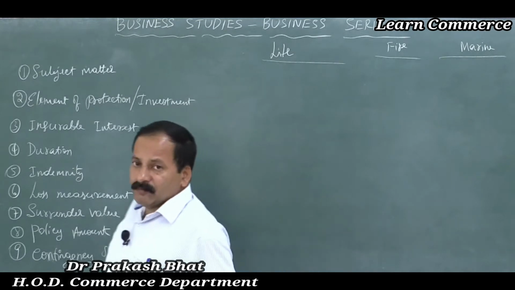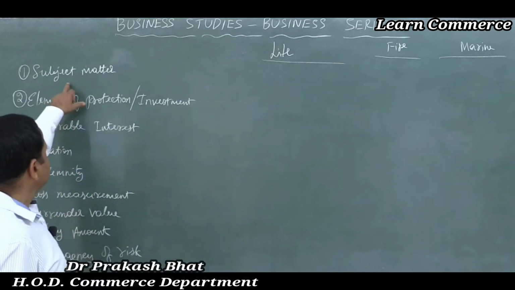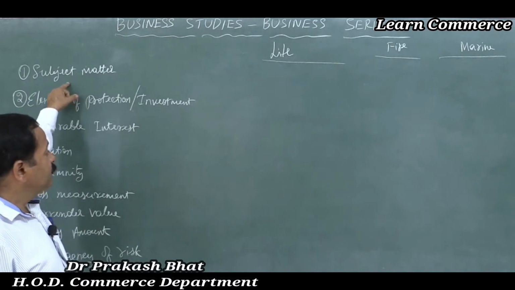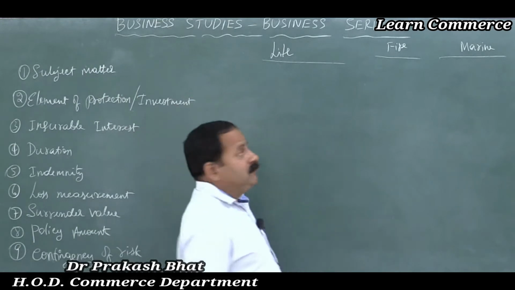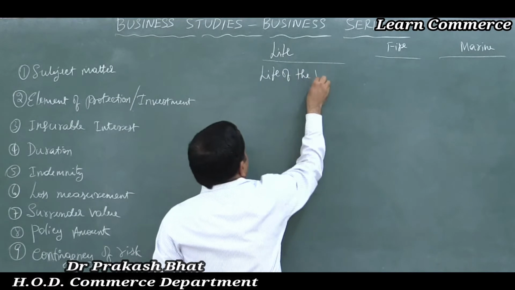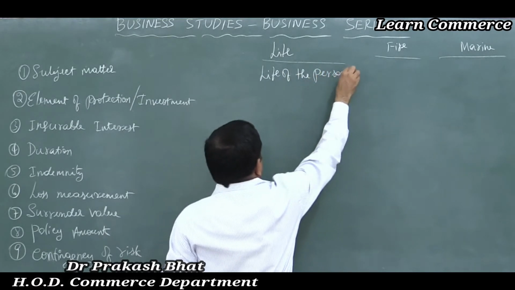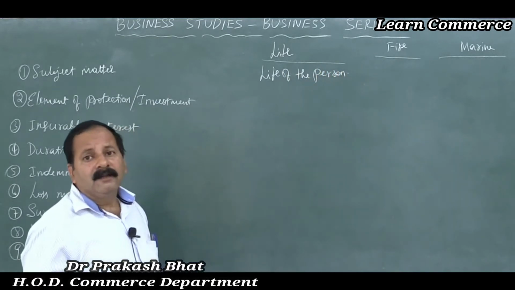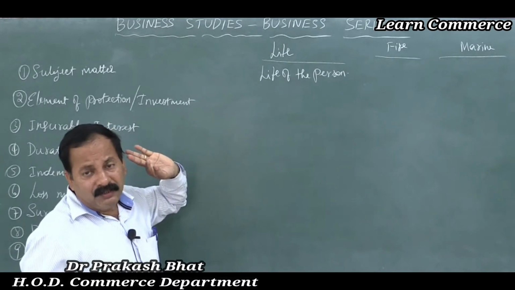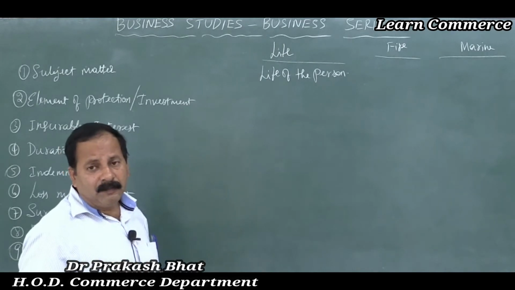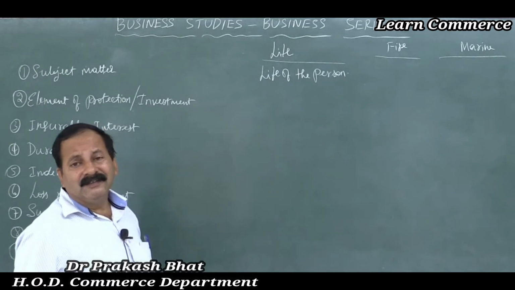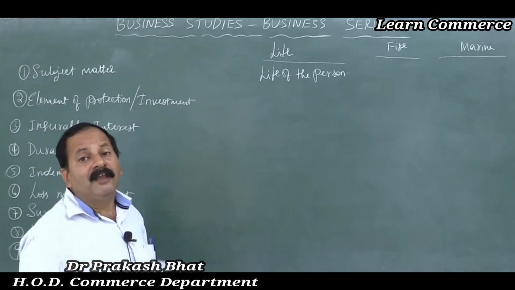Now, moving on to the distinctions, let us take up the first point, that is subject matter. In case of life insurance, the life of the person itself is the subject matter. Subject matter means on which the policy is taken. If the policy is taken on my life, then it is a life insurance, isn't it? Because the subject matter of insurance is my life.